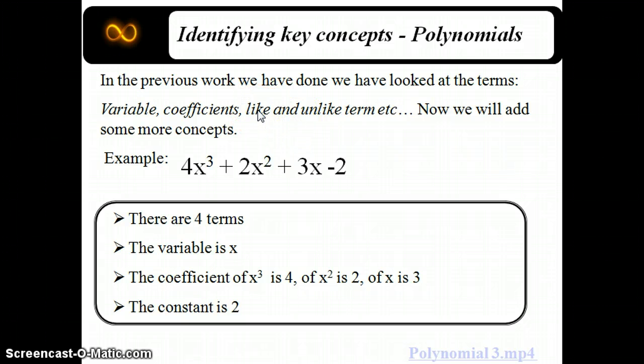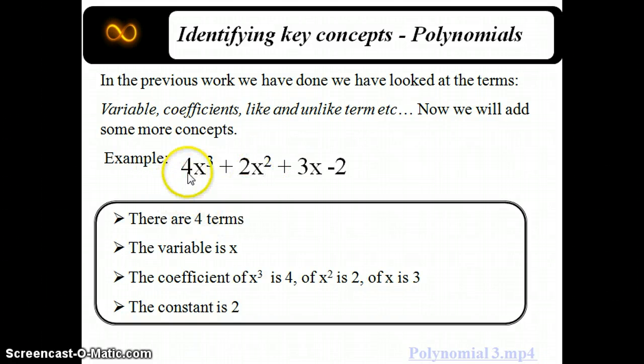Like terms are terms that have the exact same variable with the exact same exponent, and unlike terms are terms that have same variables maybe, but the exponent might be different. And we'll go over more of that later on.